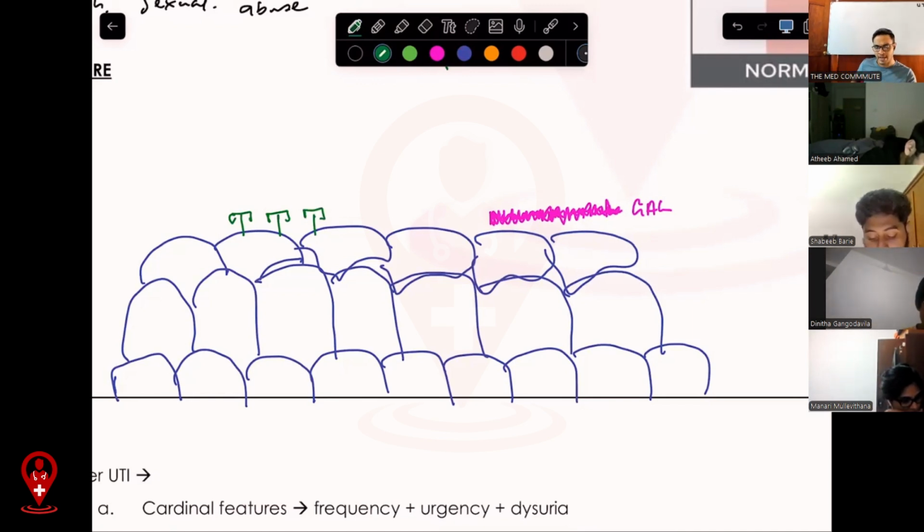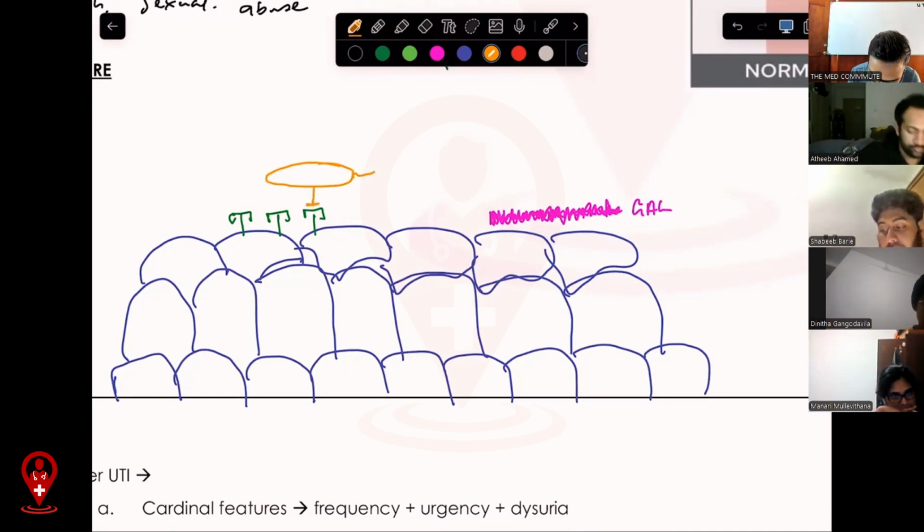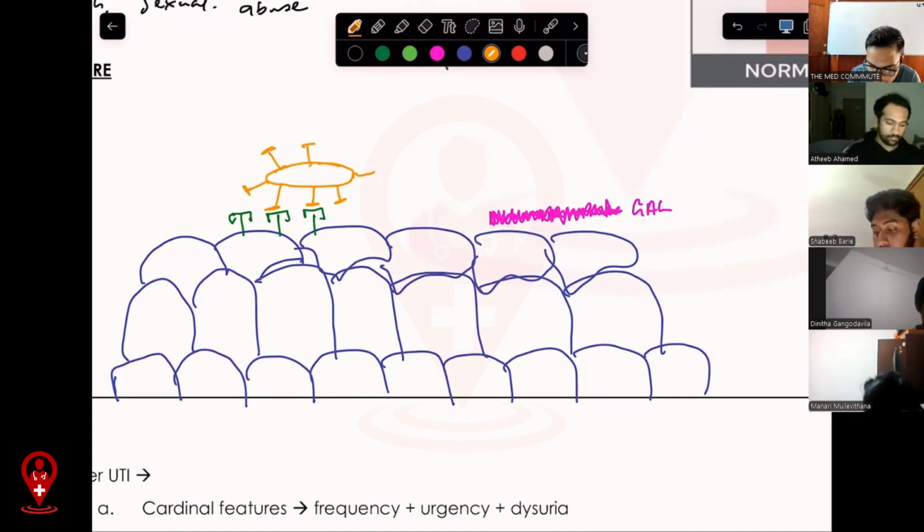What is going to happen, guys? Now let's imagine a pathogen came, a bacterium, some bacteria. With his fimbriae, he is going to bind to these toll-like receptors. What is going to happen the moment these toll-like receptors are bound by this bacterial fimbriae? There is an inward signaling cascade, guys.